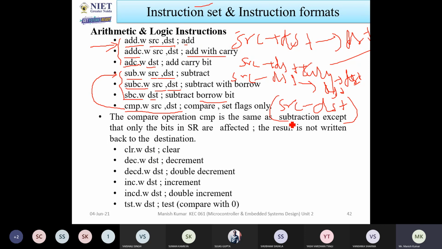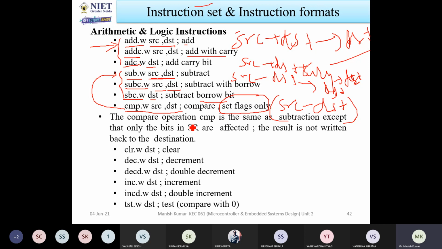If you are subtracting source register and destination register, then whatever result is there affects the flags. So with the help of flags, we can tell which is greater than, which is less than, or which is equal to. But in this case, the destination register will not change. The value of the destination register will not change. But in the case of sub.w, it is subtracting source and destination, and the destination register will store the result. When we are talking about compare, the destination register will not store any result. This is the difference between these two.